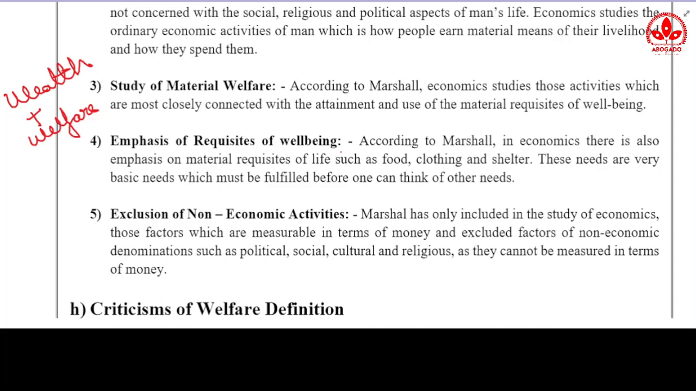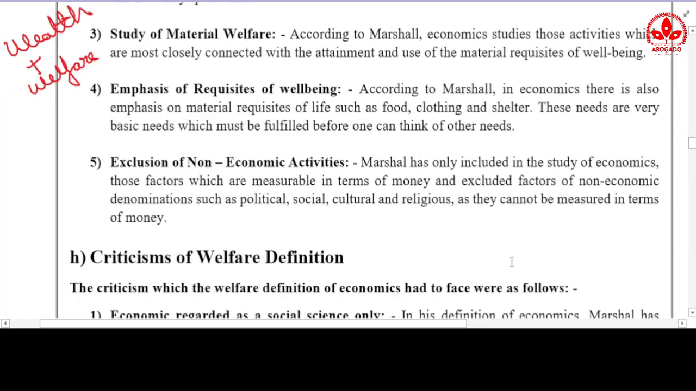Okay, so this is also a feature of the welfare definition. We cannot say that since it is a criticism of the wealth definition, there cannot be anything concerned with wealth. No, it is concerned with wealth also, because it is wealth plus welfare. And the last one is exclusion of non-economic activities.